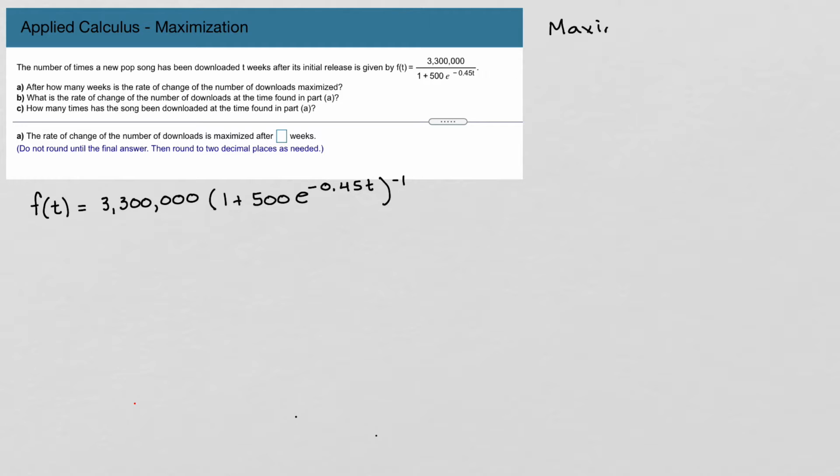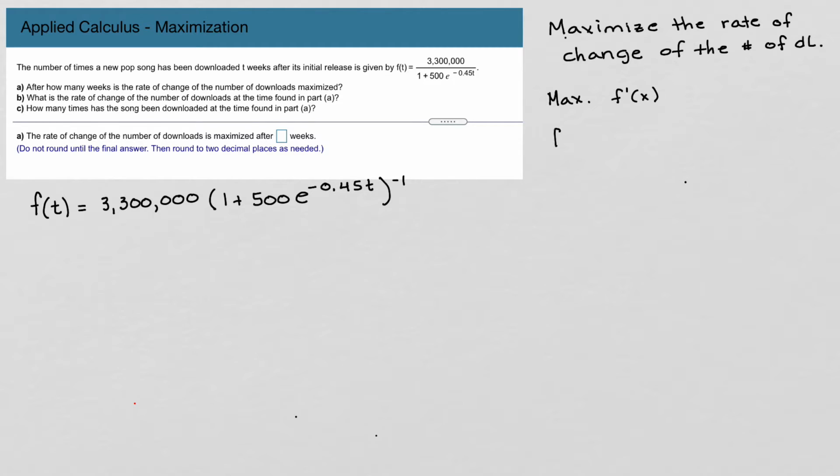maximize the rate of change of the number of downloads. So, if I need to maximize the rate of change, I'm going to maximize the first derivative. And to do that, I'm going to find the second derivative, set it equal to 0, solve for x. Okay, so that's my plan.